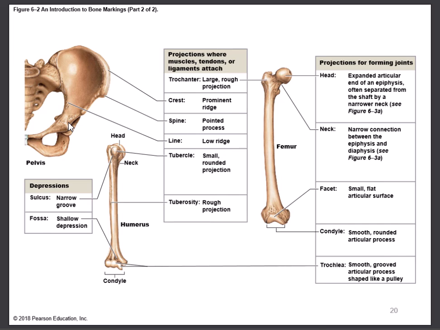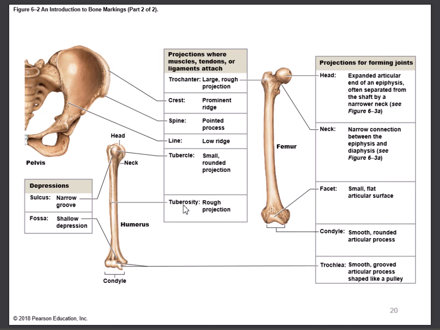The next structure is called a tubercle. So this happens to be the arm bone, the humerus. There's a rounded, smooth kind of projection on part of the humerus here. Since it's rounded and smooth, it's not that big. They call it a tubercle.